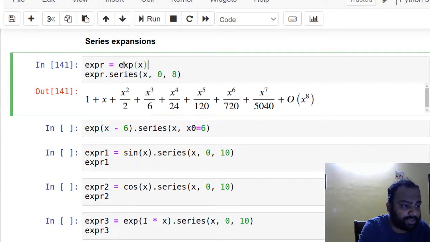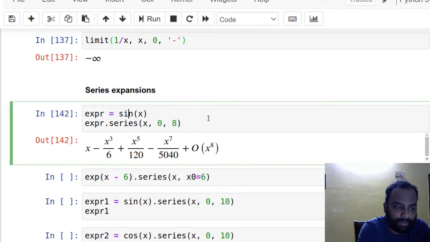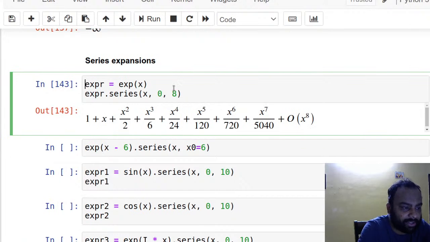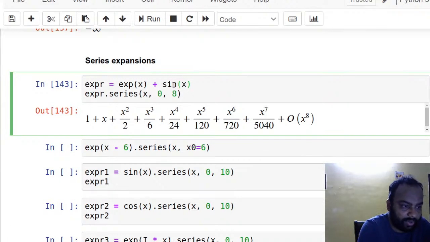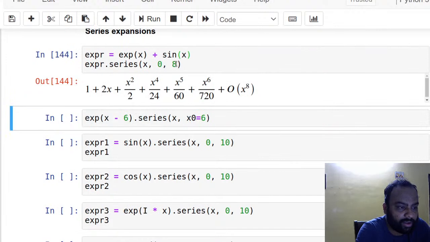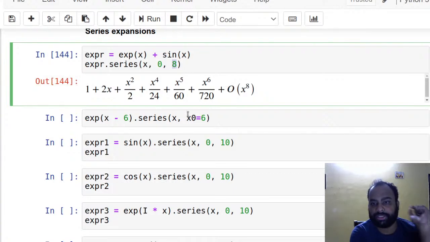You can combine this. So for example, if I want the expansion for sine x, same thing, no problem, right? You can add things like that. So I want a series expansion for e to the power x plus sine x with respect to x at 0, and I want the remainder to be of order 8. So essentially I'm going up to order 8 on the proper factors here. You can have expressions like that.